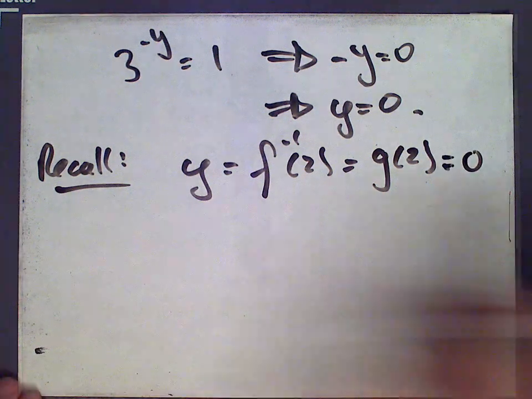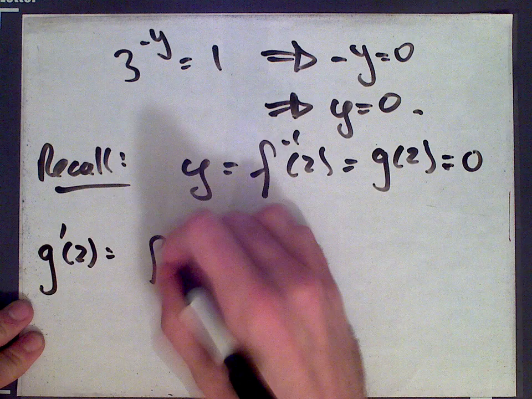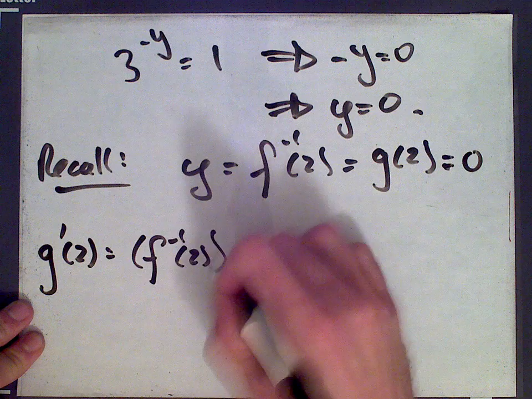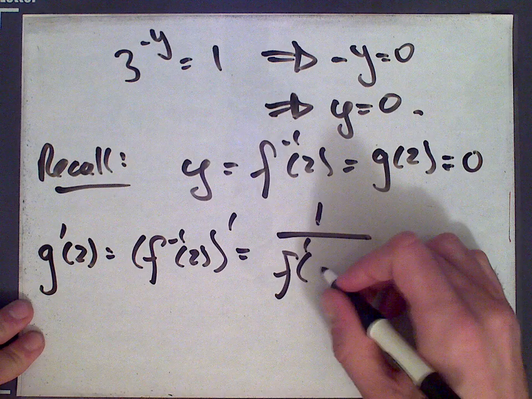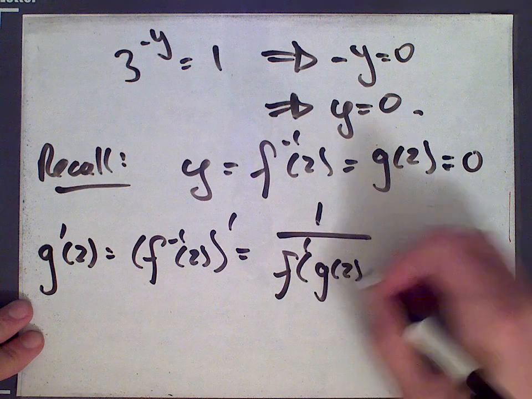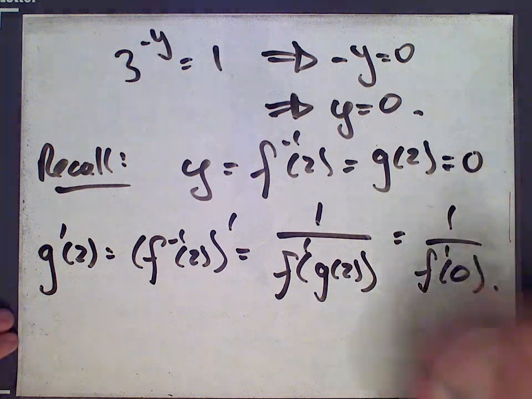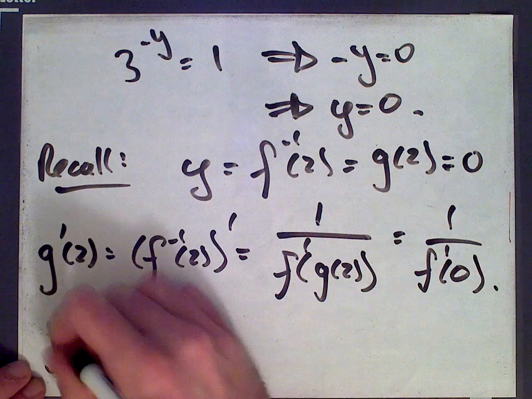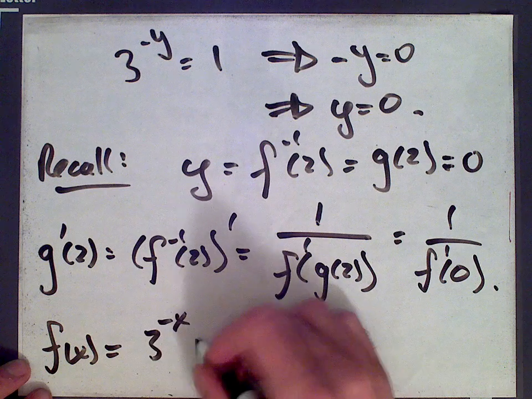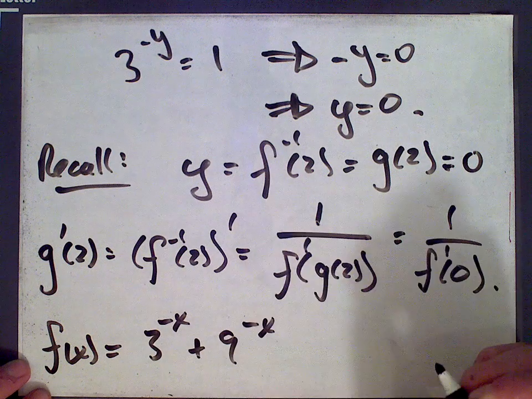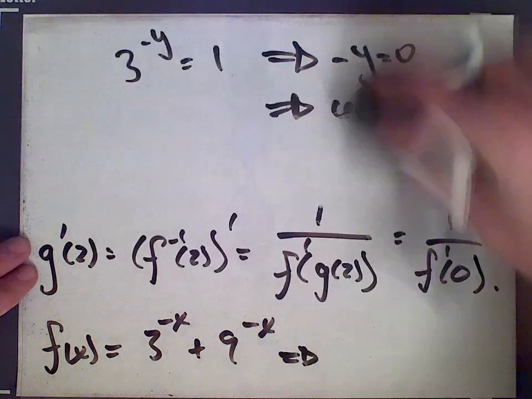Alright, now we just plug into our formula. We know g prime at 2 equals 1 over f prime of g of 2, which is 1 over f prime at 0. So we're left to calculate f prime at 0. Remember, f of x is 3 to the negative x plus 9 to the negative x. So f prime, again, let me write this up here.